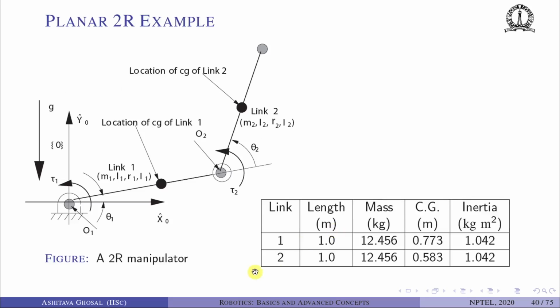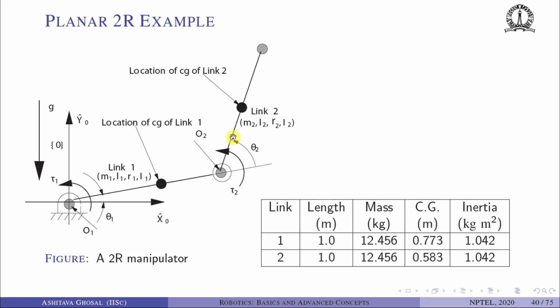Planar 2R example. So again, we go back to our very familiar simple example of a 2 degree of freedom planar robot with two rotary joints. Again, the mass, length, location of the CG, and the inertia are given. The gravity is acting downwards. The location of the CG of the second link is given. So there is a tau 1 which is acting on the first joint and tau 2 which is acting at the second joint.